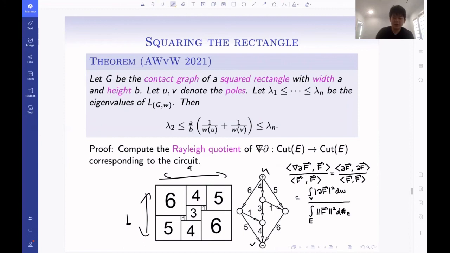Let's compute the Rayleigh quotient of this vector field. We already said that it was in the cut space. So we're taking the Rayleigh quotient of this vector field with respect to the edge Laplacian restricted to the cut space corresponding to the circuit. And we know that's just the edge Laplacian of F inner product with F over F inner product with F. Move the gradient over to become a negative divergence: the inner product of negative divergence of F with divergence of F over the inner product of F and F. Remember it as this integral.